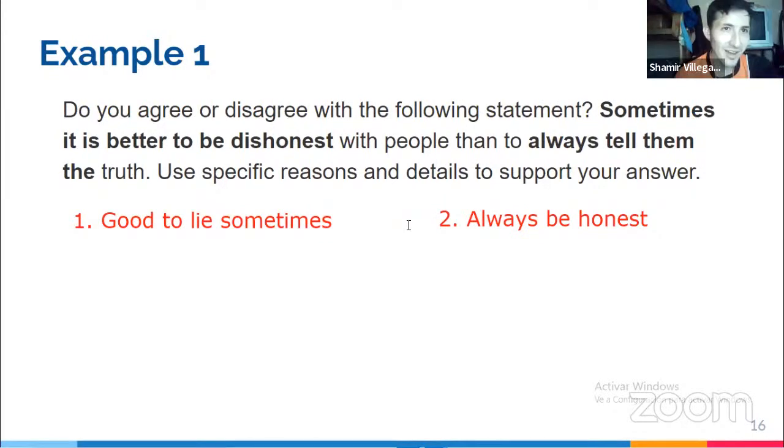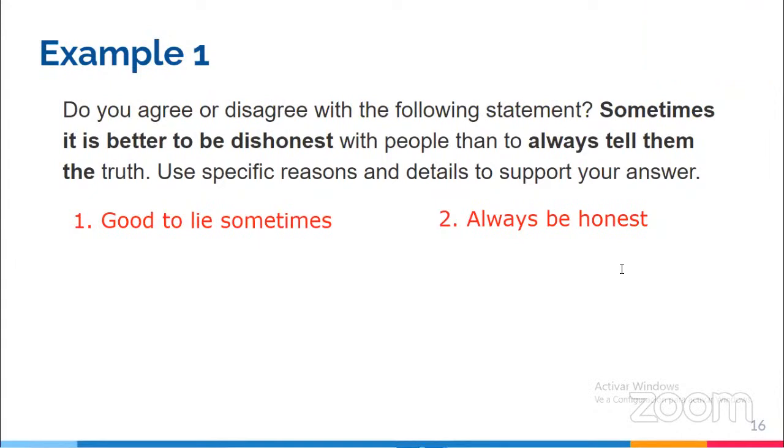To be honest, I'd rather talk about the second one. If you can't decide, you can do like, okay, the first option, lie sometimes? No, the second option. Oh, okay, the second option. And why? Shamir. Always be honest. Okay, so can you guys give me some reasons why being honest would always be the right choice?